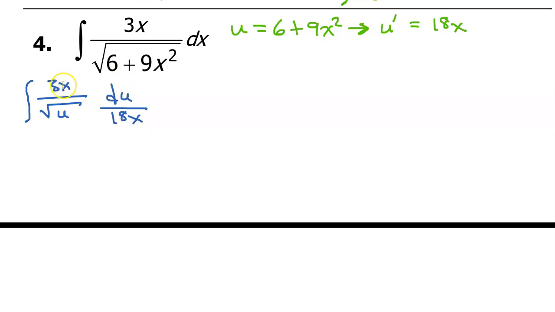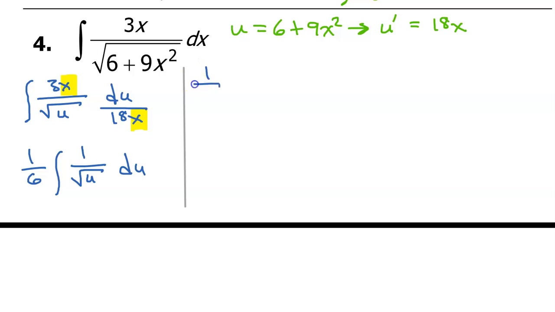Oh look, the x's cancel out. And hey, we have 3 over 18, which is 1/6, which we will put in the front. So we have 1/6 times the integral of 1 over the square root of u du. Last time when I saw something similar, I used the rule where the integral of 1 over u was natural log absolute value of u plus c. But I'm not going to do that this time. Because of the square root, this changes things.